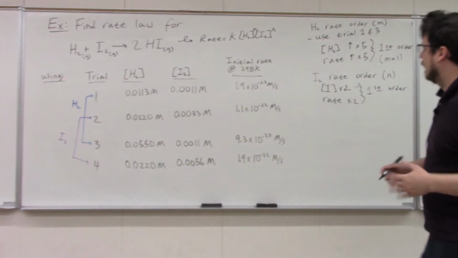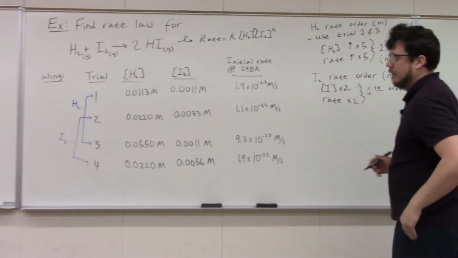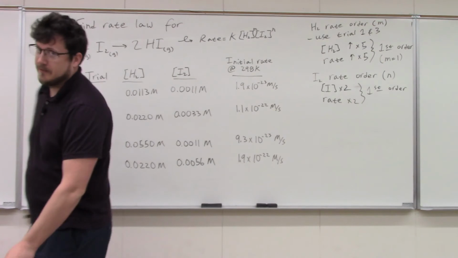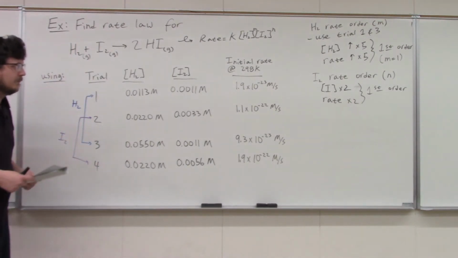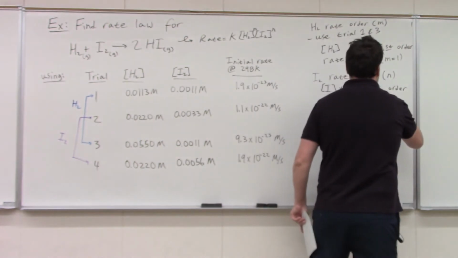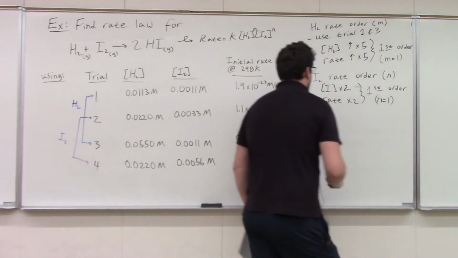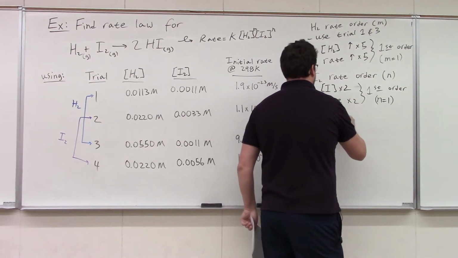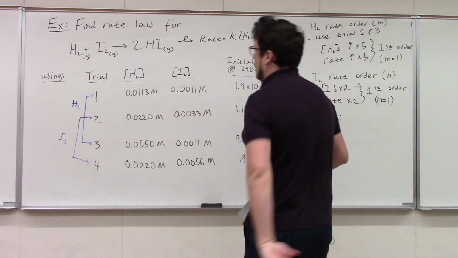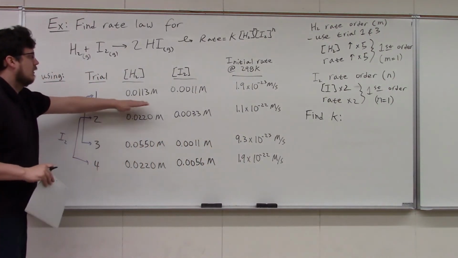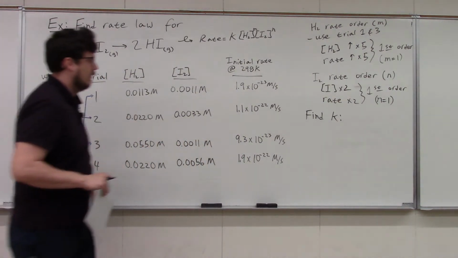So I'm just estimating. Like I said, I encourage you, use the logarithm formulas, make sure that those are working. Who knows, maybe I've overestimated. You can always double check me. All right, so n is also 1. So next we just find k. And I can pick any of these data points, all right? I'm gonna go data point number 1.